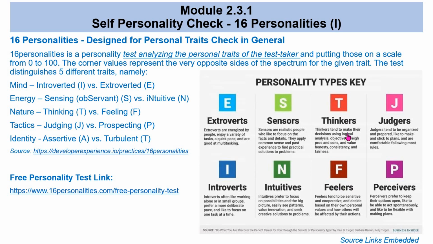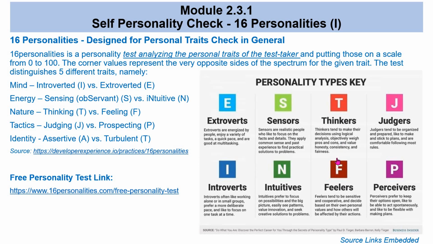If you're a thinker, then you tend to make decisions using logic, analysis, objectivity, pros and cons, honesty, consistency, and fairness. And if you're a feeler, you tend to be sensitive and cooperative and decide based on your own personal values and how others will be affected. So you maybe care a little bit more, but can be overcaring, as feelers than as thinkers in your nature.